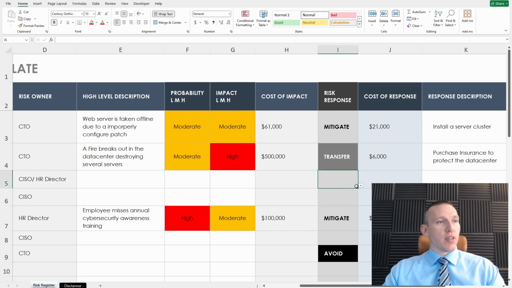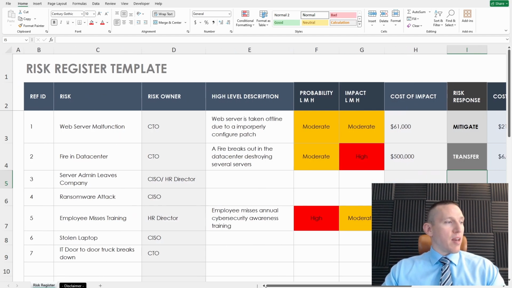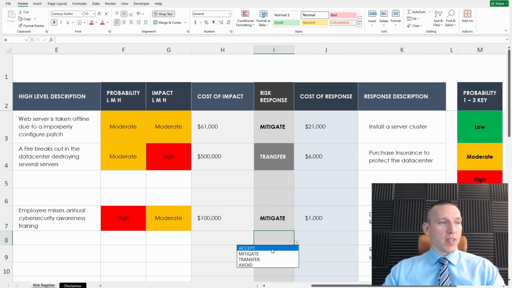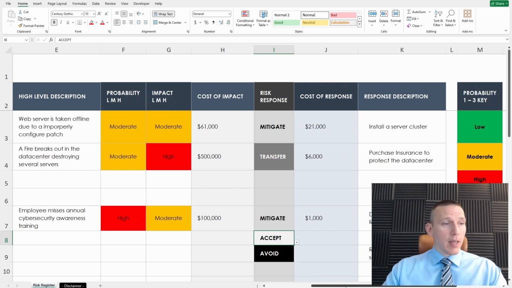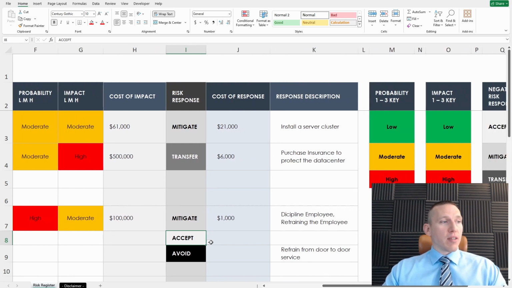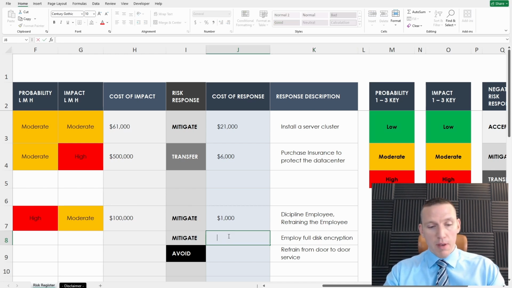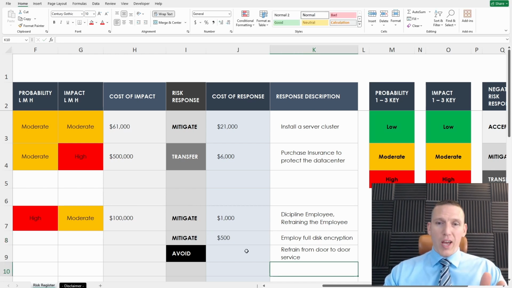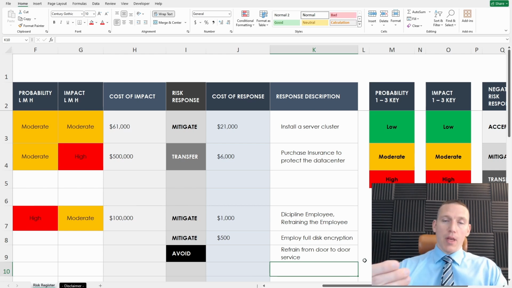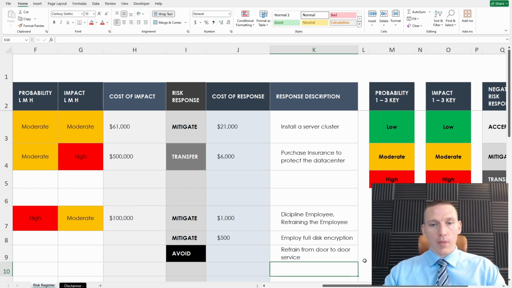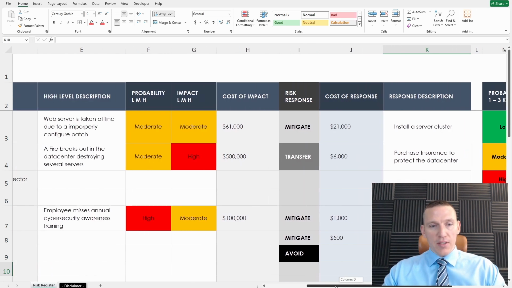We have mitigate, transfer, and then we may have accept here, and that would probably be most relevant for employee stolen laptop. We can choose to accept the risk that a laptop could be stolen. Then in which case we would not put any type of response, or say for a laptop stolen, we can mitigate it by doing full disk encryption. And that might cost maybe $500 per laptop. Probably not even that. And that makes it so that if the laptop's stolen, the data is stolen and encrypted. So I hope this helps understand these processes.